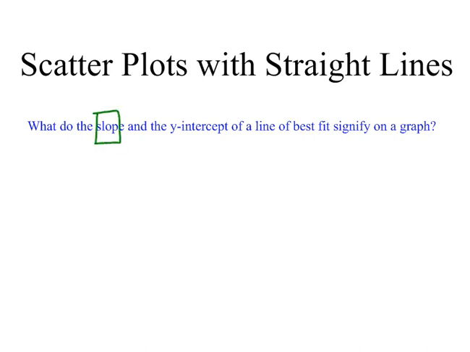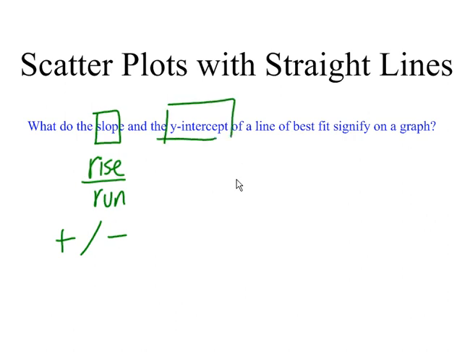First of all, let's talk about what a slope is. We have to remember that slope represents rise over run, that it's a fraction. It can be positive or it can be negative. And what it does is it gives us the angle of the line. This will help us to tell a story in the scatter plot. Now, a y-intercept is where the line crosses the y-axis, and that's going to give us a starting point in our scatter plot analysis.